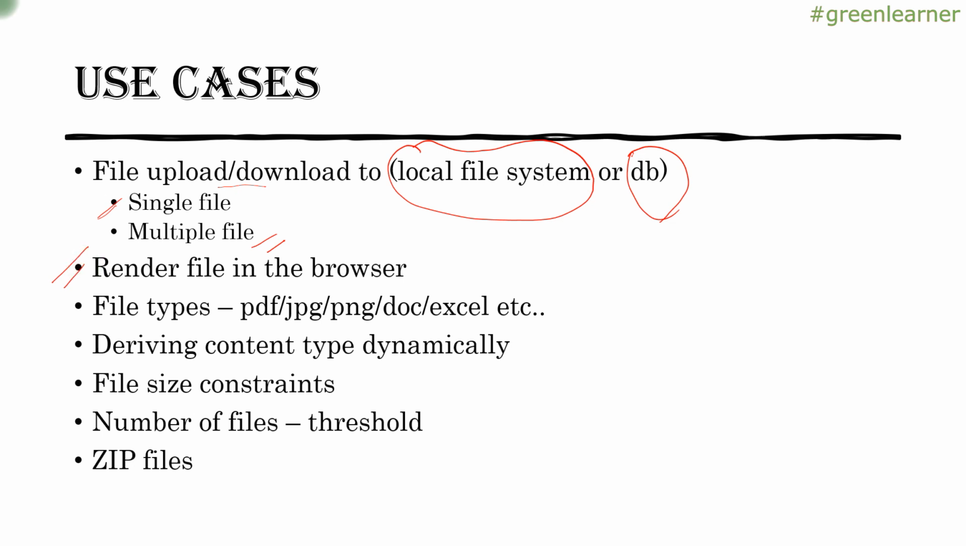There are two options, right? So we have to do configuration for each. File types: what file types can you upload? It is PDF, JPG, PNG, doc, Excel. What is the size? How many files can you download? Is there any threshold, any control that we can put there? Deriving content type: content type means whether it is PDF, JPG, image, or whatever, and it can be derived dynamically. And then file size constraints, right?